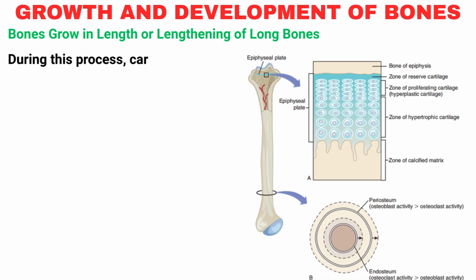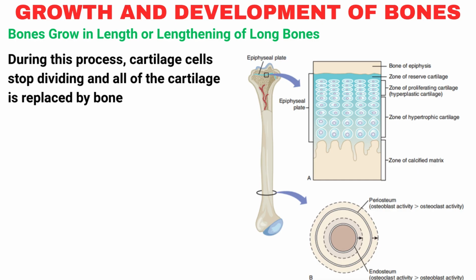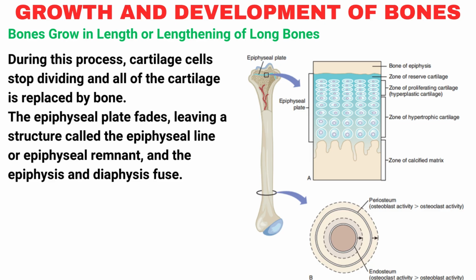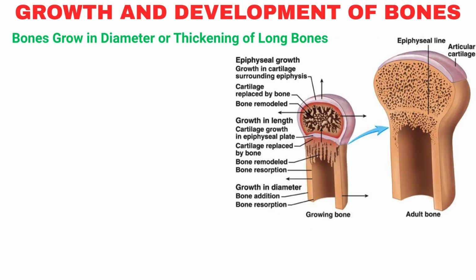During this process, cartilage cells stop dividing and all the cartilage is replaced by bone. The epiphyseal plate fades, leaving a structure called the epiphyseal line or epiphyseal remnant, and the epiphysis and diaphysis fuse. Now we will see thickening of long bones.